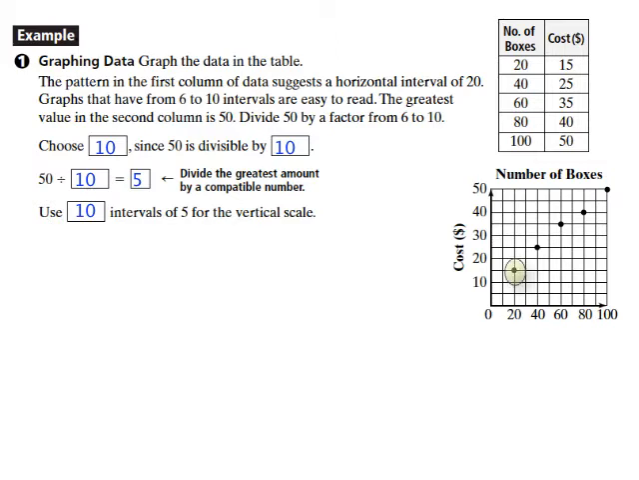For 20 boxes, the cost was $15. For 40 boxes, the cost was $25. For 60 boxes, the cost is $35. For 80 boxes, the cost is $40. And for 100 boxes, the cost is $50.